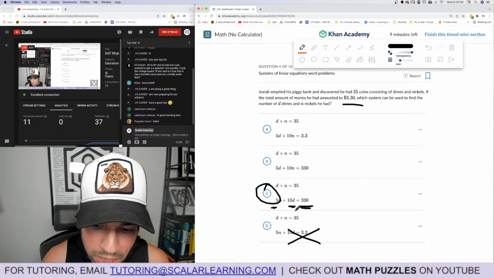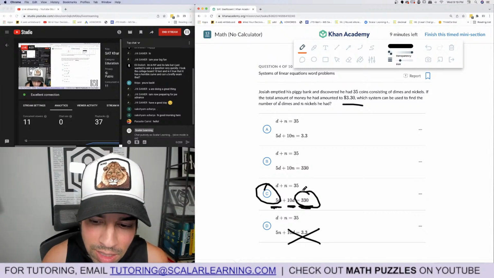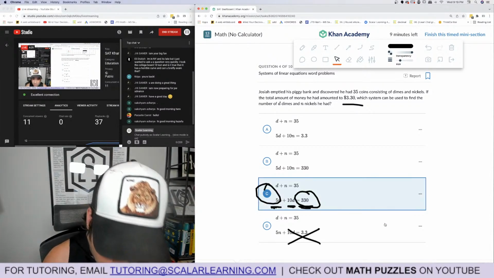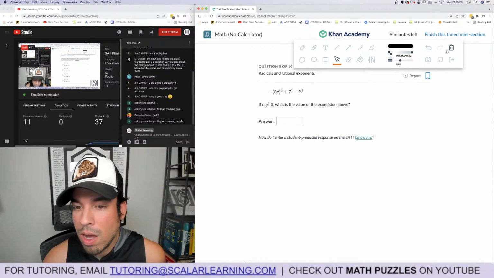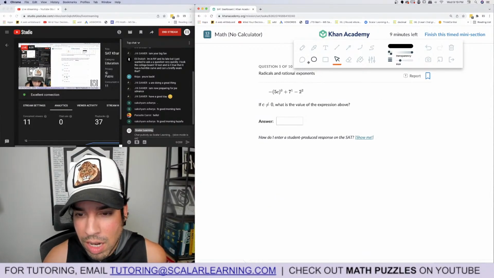It's not this one because these values are in cents. This has to be in cents. That's why it's 330, not 3.3. Boom, done. Number 5, radicals versus exponents, if c does not equal 0.